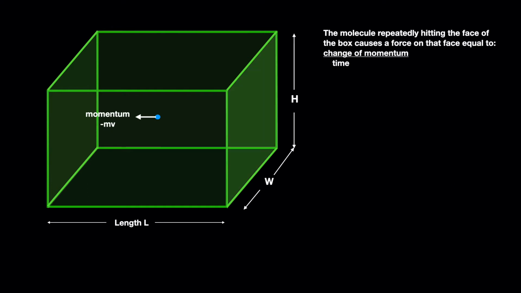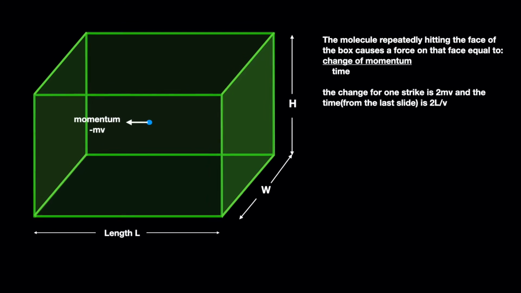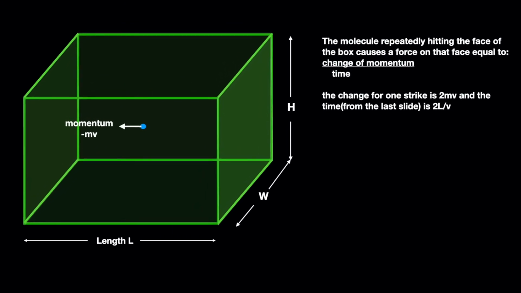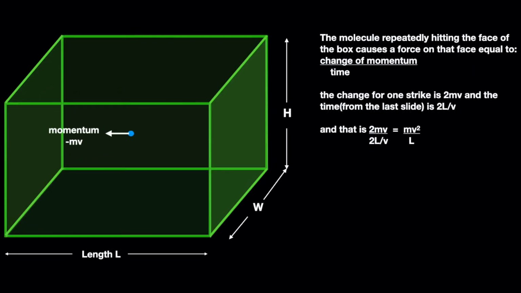We can use these two little expressions we've derived to create another expression, which is the average force on the face of the box. Now, force is change of momentum divided by time. The change of momentum on one strike is 2mv, and the time between one strike and the next is 2L divided by v. So the division gives us 2mv divided by 2L over v. The 2s cancel out, the v will go to the top, so it's mv squared divided by L.